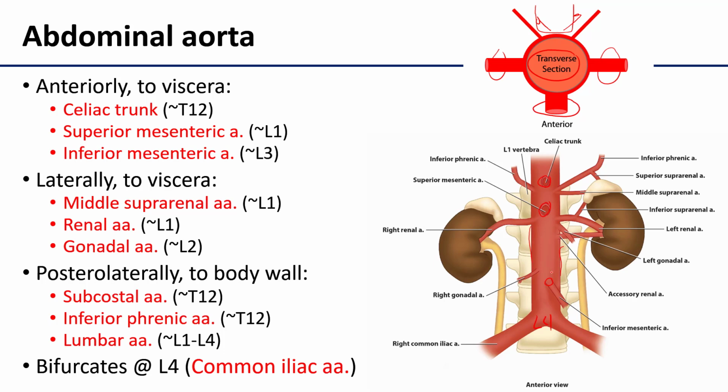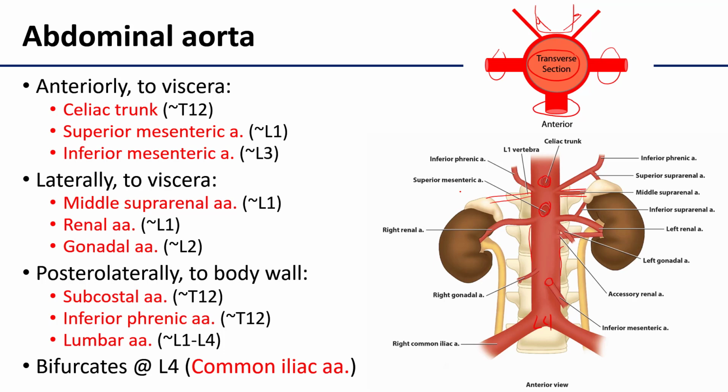Now, laterally, we have several pairs of arteries, starting somewhat high, generally about the level of L1, sometimes lower T12. We have the middle suprarenal arteries, both left and right. The right one just isn't drawn on here, but it would be that way. The suprarenal glands actually have 3 sets of arteries that typically supply them, and it's only the middle that come directly off of the abdominal aorta.